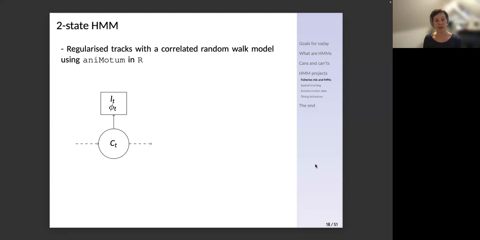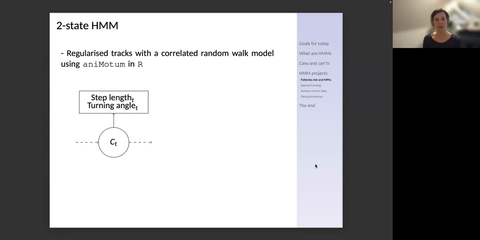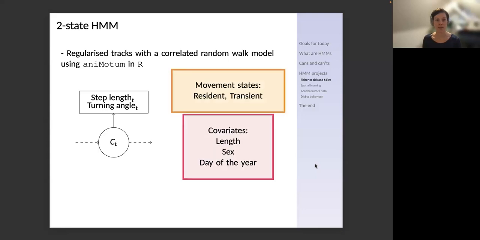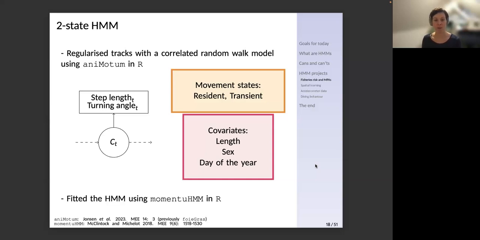So we had irregular locations, as many of you will with location data. We regularized those tracks using a correlated random walk model in, it used to be called foieGras, and now our package is called aniMotum. So we had step length and turning angle as our state-dependent variables. We only picked 2 states because we don't know an awful lot about white shark movement, so we wanted to keep it simple. And the covariates we had were length of the shark, sex, and the day of the year. And we fitted the model using the momentuHMM package in R.